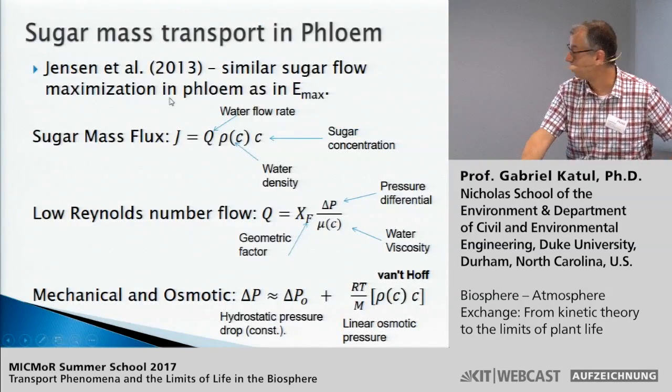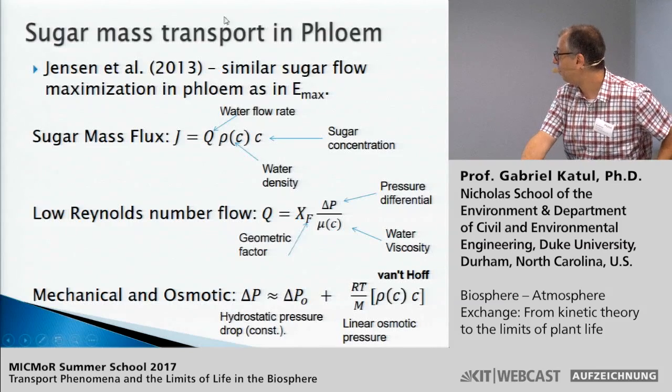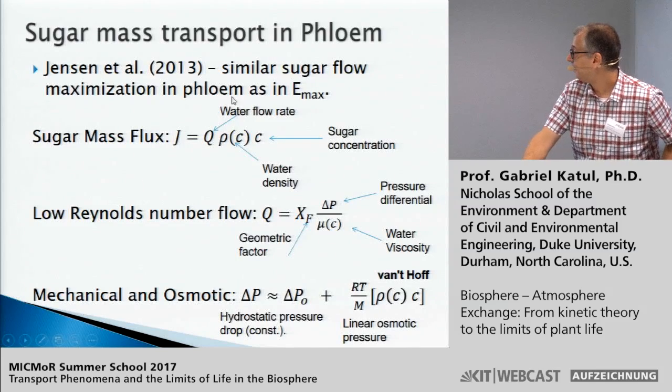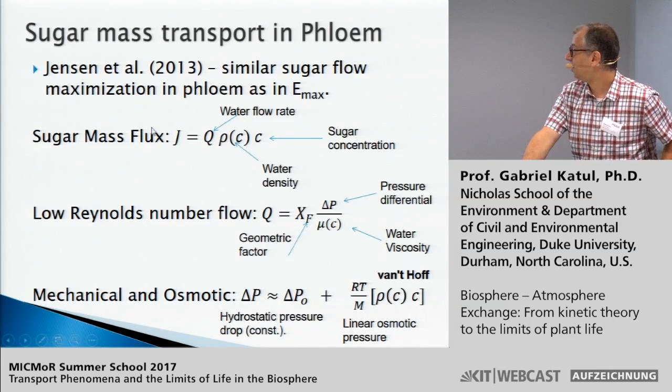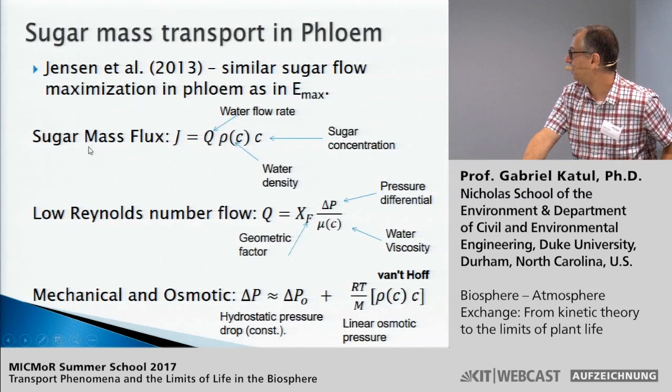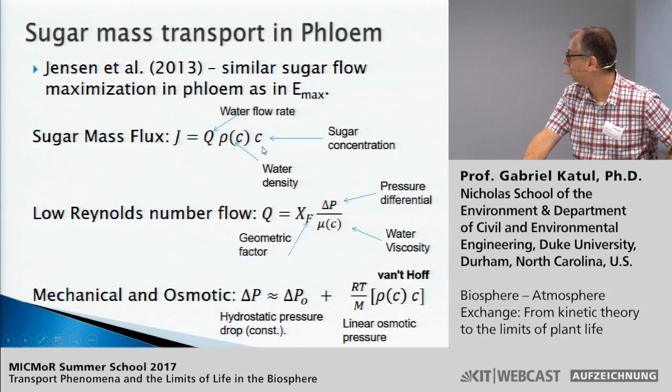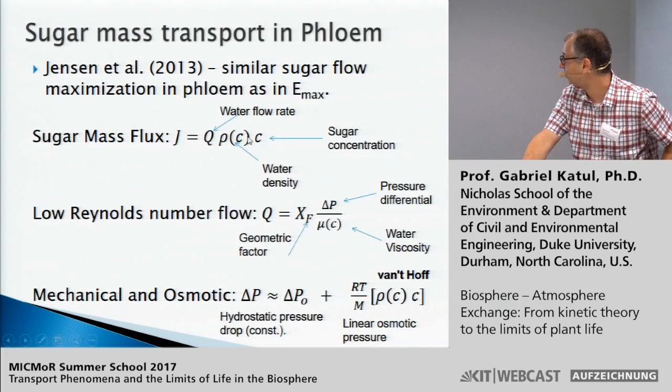Okay, now I would like to touch a little bit on the phloem transport problem. This, again, was tackled in a very similar way by Jensen, so that's why I thought it would be nice to show it here. What Jensen did is he says, hey, look, if the sugar mass flux out of the loading phloem is given by the water flow rate multiplied by the density of water that may vary with sugar concentration multiplied by sugar concentration, so that's the water flux down through the phloem to the roots. It's an advective flux. The water flow rate is Q.